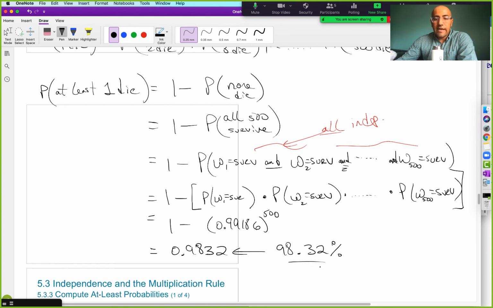There is a 98.32% chance that at least one of the 500 women will die.